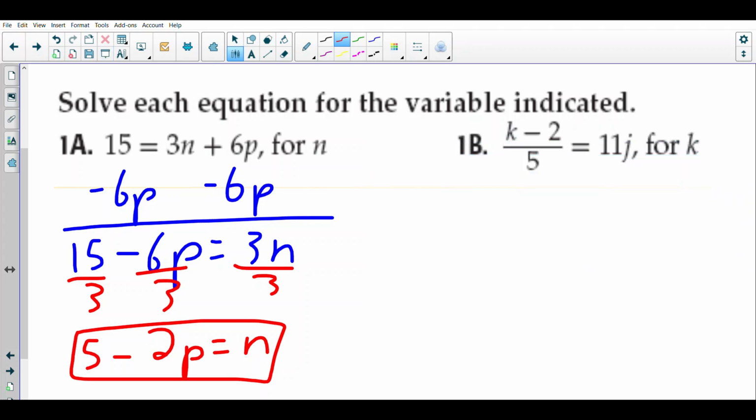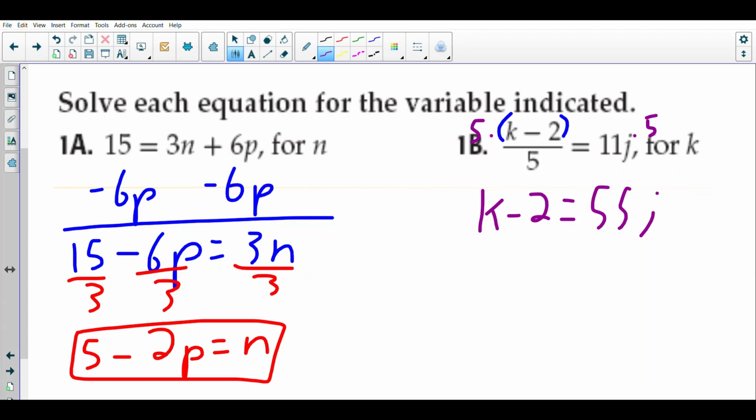We have k minus 2 divided by 5 is equal to 11j. So in this case, remembering back, we have implied parentheses. So we need to isolate that k. We got to get rid of that multiplication by 5, or that division by 5. So we got to multiply by 5 on both sides. So we have k minus 2 is equal to 55j.